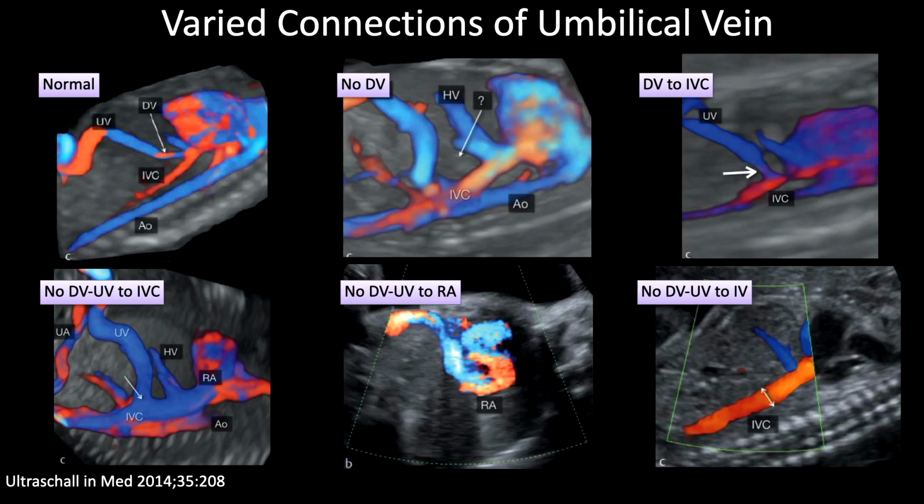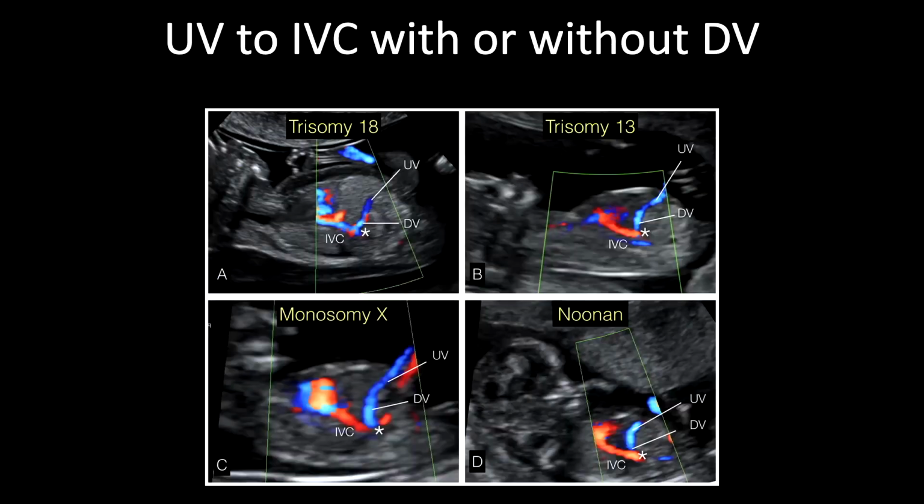The importance of this is there's an association with genetic abnormalities when you see this. There's some association with fetal growth restriction, especially with agenesis of ductus venosus. In the first trimester, there's some association with aneuploidy. And there's 4 fetuses with different genetic abnormalities with abnormalities of the ductus venosus attachment.